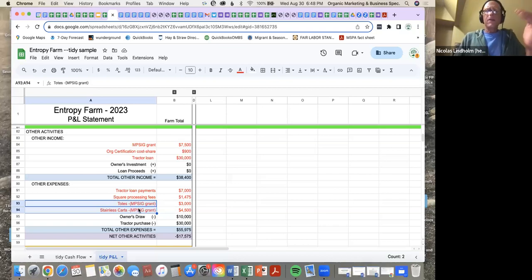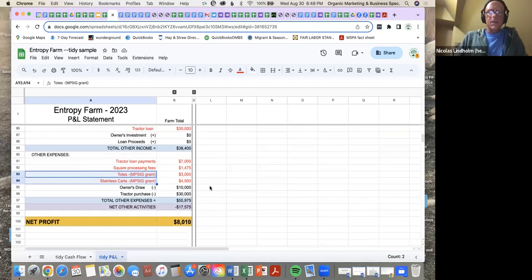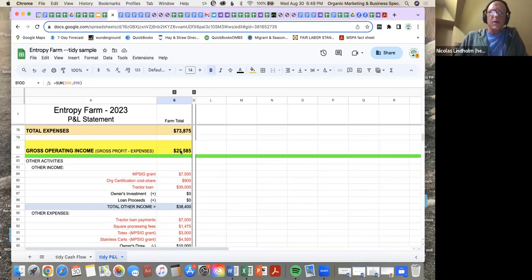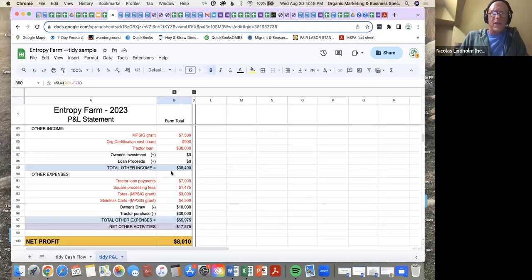But it's better to live under the green line where you can isolate what the farm itself was doing in a given year. And you'll see at the very bottom, it's the same net profit. You still made $8,000. But at this point, it's kind of a different perspective. Like, you had $25,000 for the core operation. Was that such a great idea to do the $10,000 owner's draw?